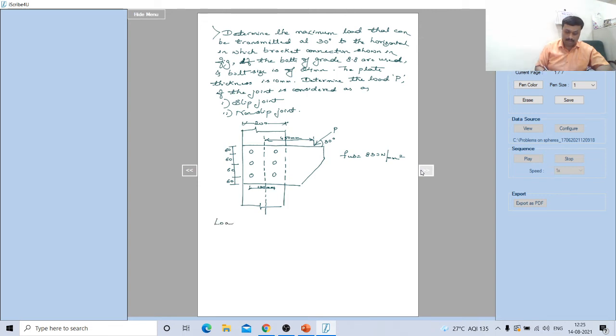So, load due to direct shear. So Fp is equal to P divided by n. Correct. So P is the one we have to calculate or determine. Like P only, number of bolts is 6. So I can write it as 0.167 times P. Correct.